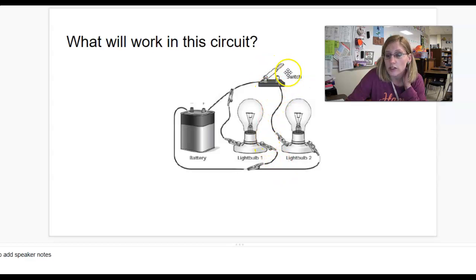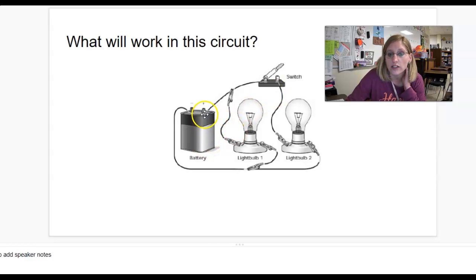So here's a switch. What does the switch have to do to flow electricity through it? If you said close, you're right. This switch has to be closed. So will the circuit work? Nope. There's parts of it that will not work. This part right here will not work. So light bulb 2 will not turn on because it has an open switch. That switch needs to be closed in order to have the flow of electricity.